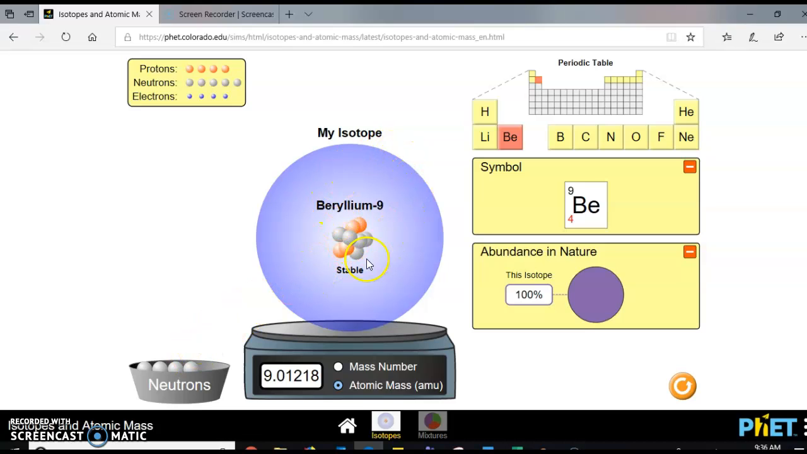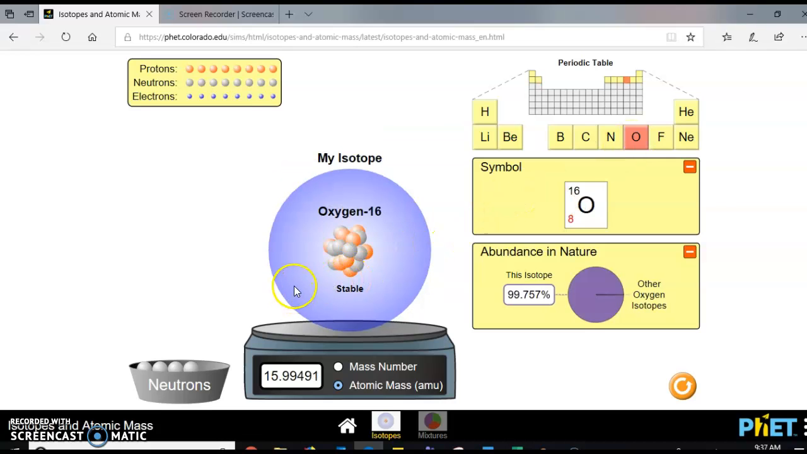So I would record all of the data. If this were my choice, I'd record all of the data for beryllium 9. Beryllium 10 is already unstable. So once you hit the first unstable one, you collect that data and then you're done. So for beryllium, you would only have 2 rows filled.